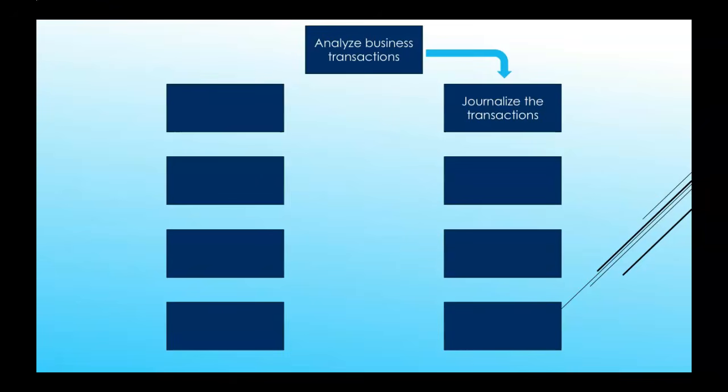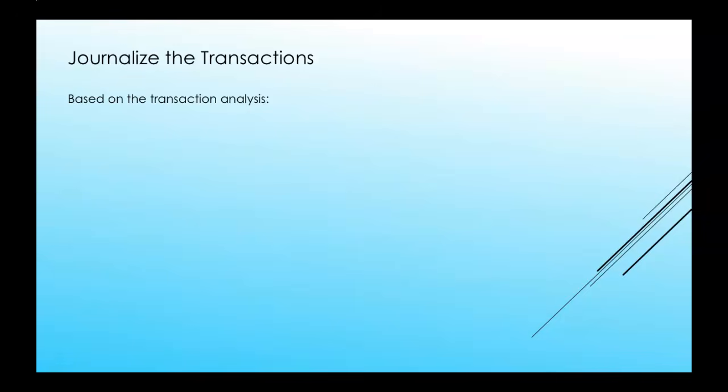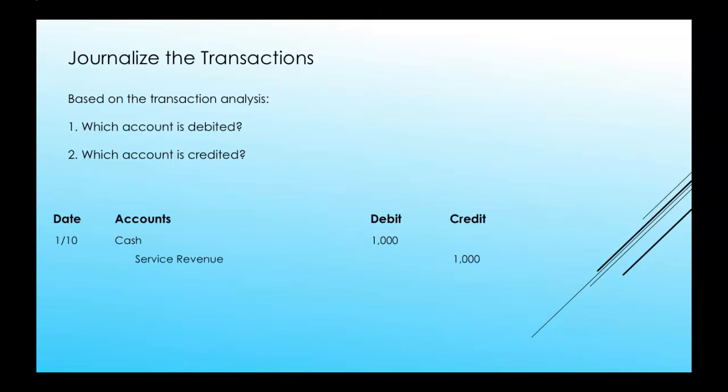So, after you analyze your business transactions, then you can journalize the transactions. So this is putting these transactions into journal entry form. So based off of the transaction analysis that you did, you think about, okay, which account is debited and which account is credited in the journal entry. And this is where knowing your normal balances will come into play. So knowing that your assets, drawings, and expenses all increase with a debit, and your liabilities, capital, and revenues all increase with a credit.